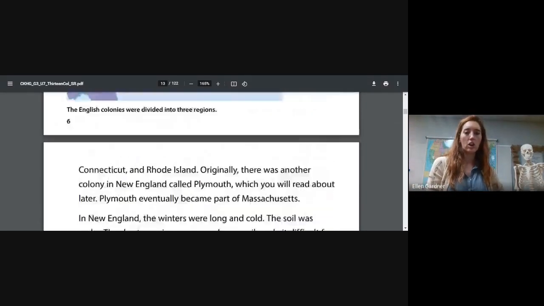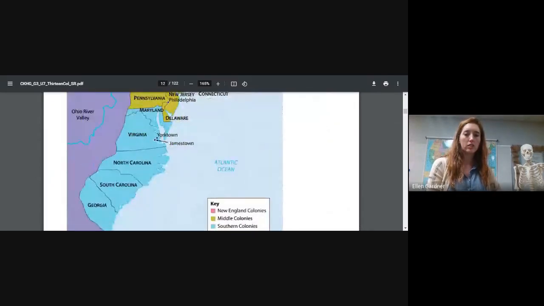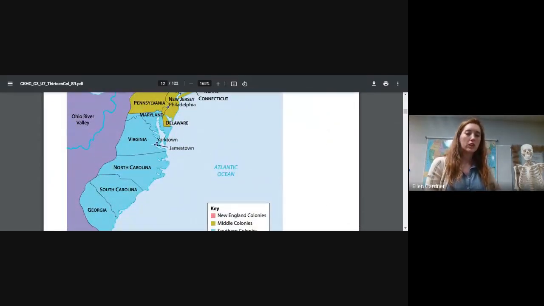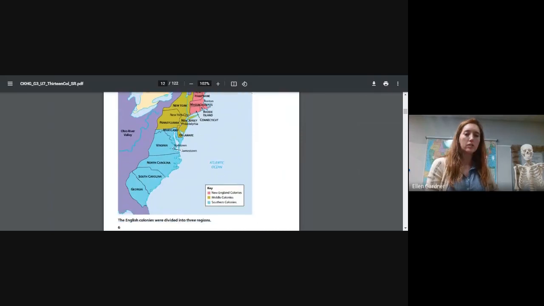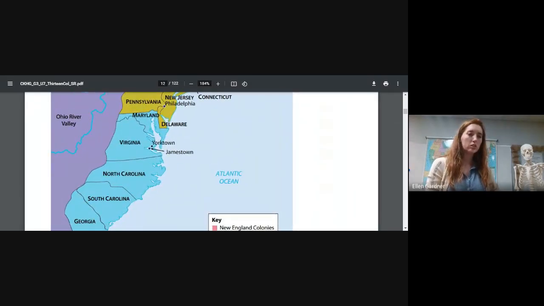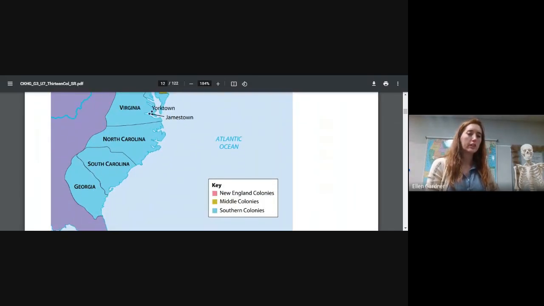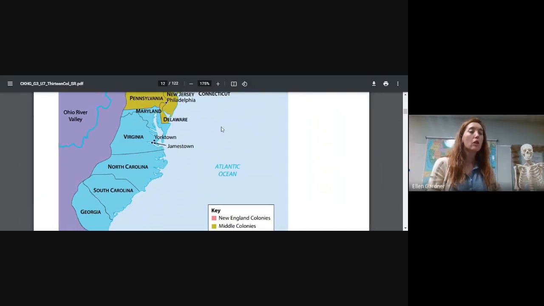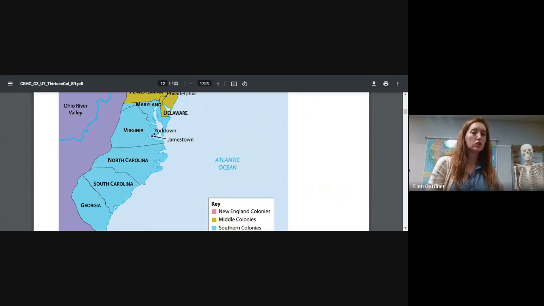Now, finally, the southern colonies. Let's see these. Okay, much larger section down here. We've got Maryland, Virginia, North Carolina, South Carolina, and Georgia, or at least parts of what we now have as those states. As you can see, it says Yorktown and Jamestown. Those are going to be significant to us soon.